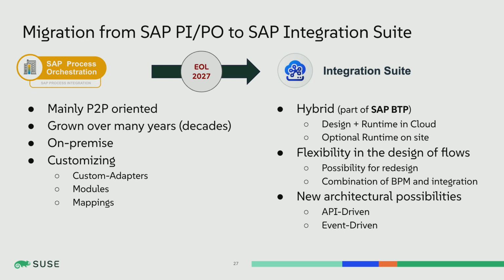So here's a comparison of the SAP PO, PI/PO, and the Integration Suite. From the left side, where we are coming from, with end of life cycle in 2027, as I already told you, and the Integration Suite on the right side. With this table, I want to show you that the migration isn't so easy. It's not just pressing a button and then you are in the new world.